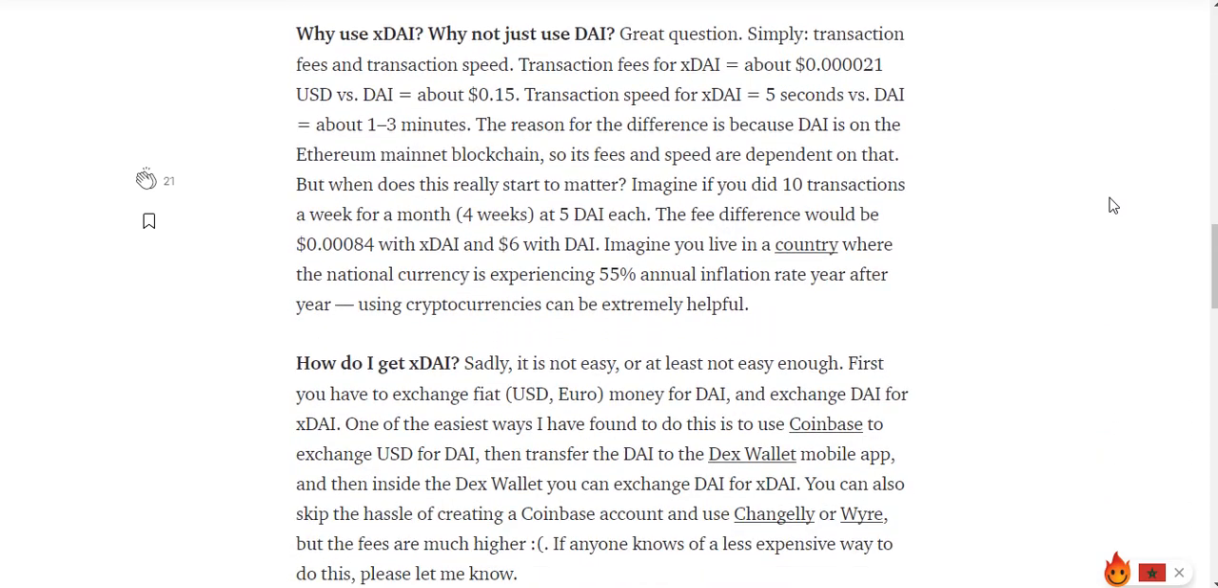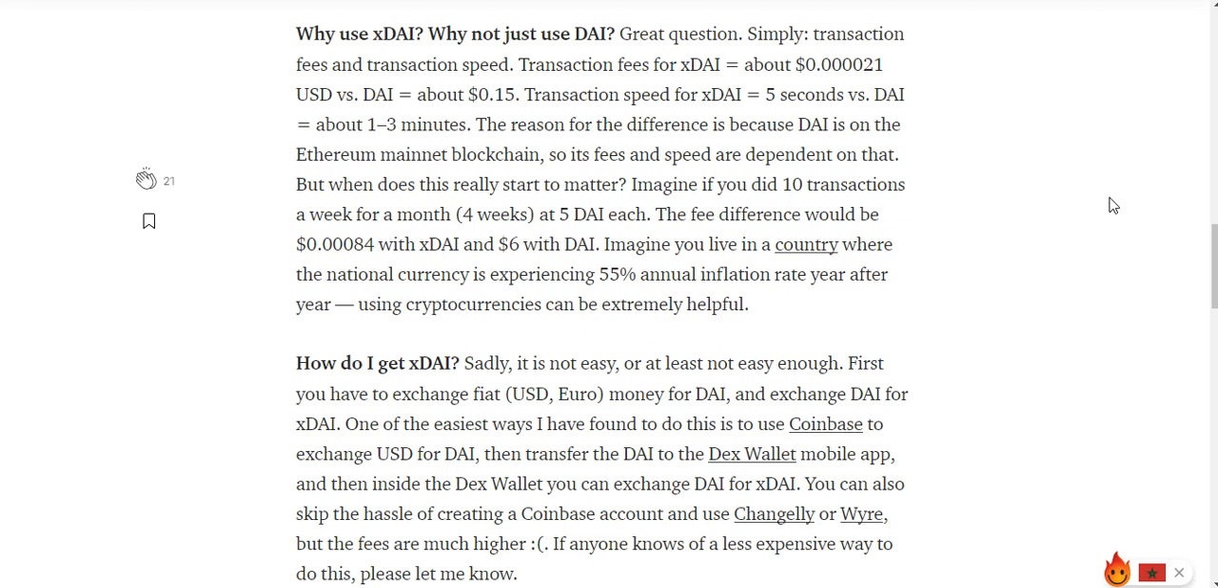Why use xDai and why not just use DAI? Well, that's a great question. And simply, the transaction fees and transaction speed. Transaction fees for xDai, which is about 21 thousandths of a penny of USD versus DAI, which is about 15 cents. The transaction speed for xDai is about 5 seconds versus DAI being about 1 to 3 minutes. The reason for the difference is because DAI is on the Ethereum mainnet blockchain, so its fees and speed are dependent on that.